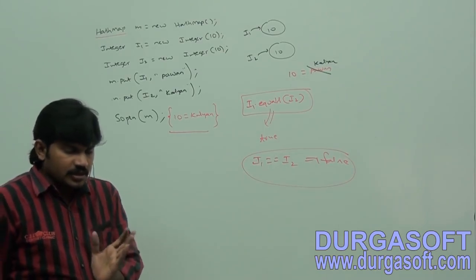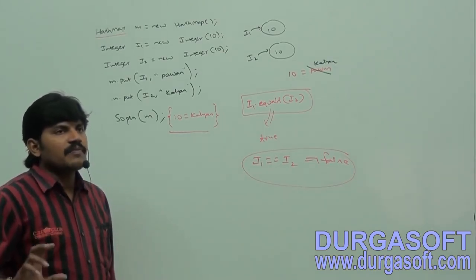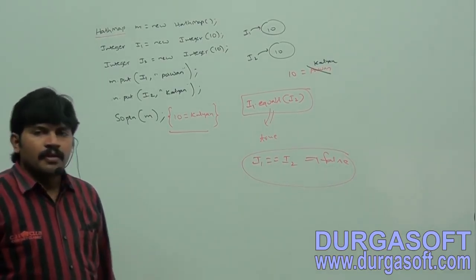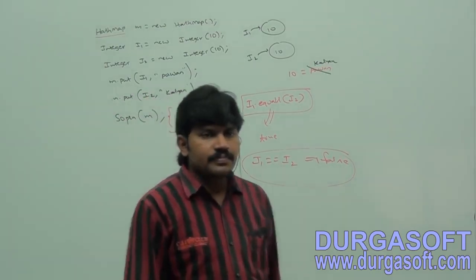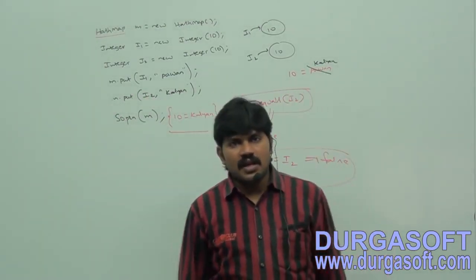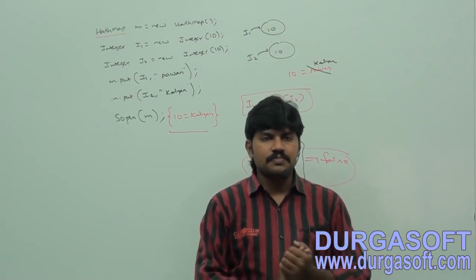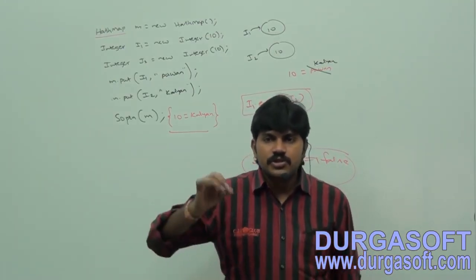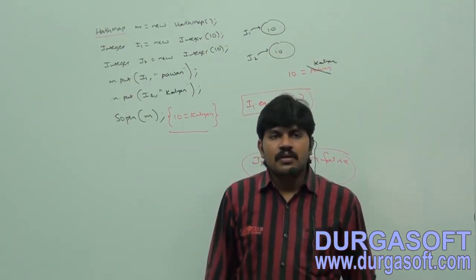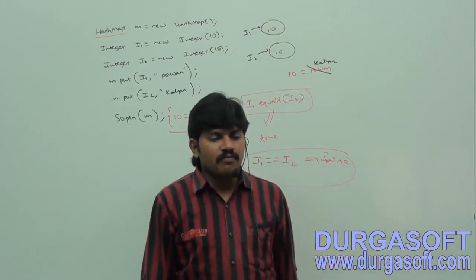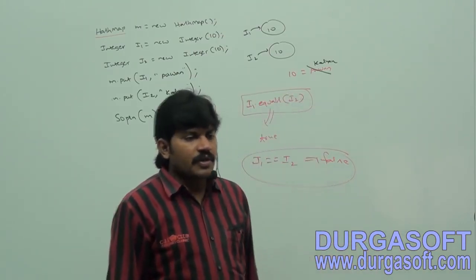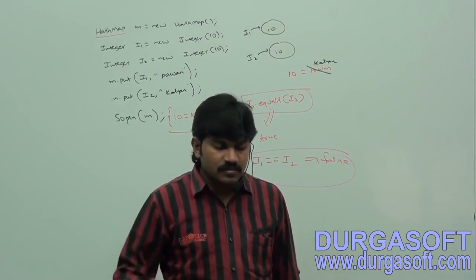Okay, add the next paragraph. In the case of normal HashMap, the JVM will use the .equals method.